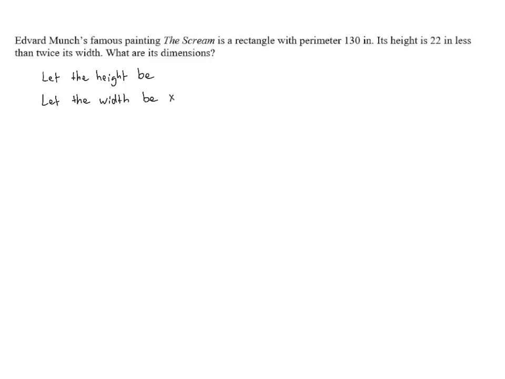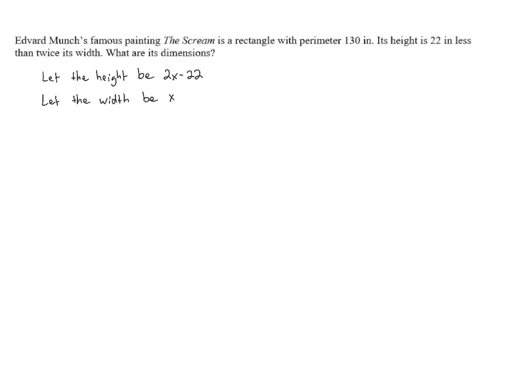All right, now we need an expression for the height. The height is 22 inches less than twice its width. Well, if it's 22 inches less than something, that means that 22 is getting subtracted from something. And it's 22 inches less than twice its width. Well, if the width is x, twice the width is 2x. So this means that the height is given by 2x minus 22.